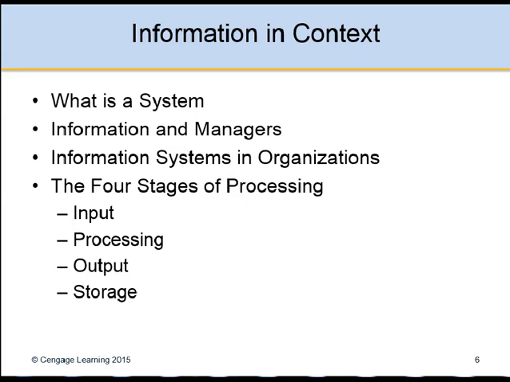There are 4 stages of processing. Input is data that's entered into the information system. It can be a transaction, a business event usually entered as input. You have a transaction processing system, a system that records the transactions. Input devices can include keyboards, barcode readers, voice recognition systems, and touchscreens.